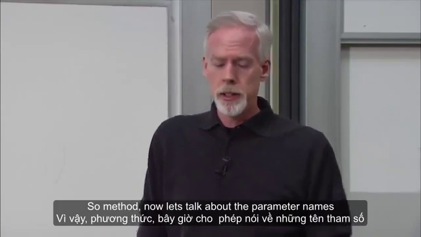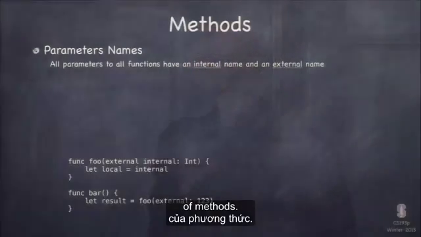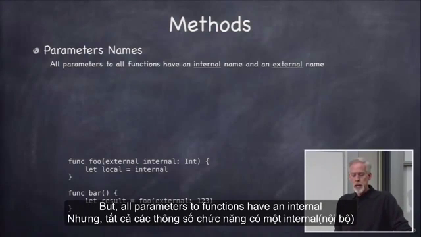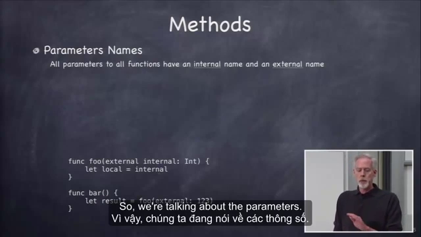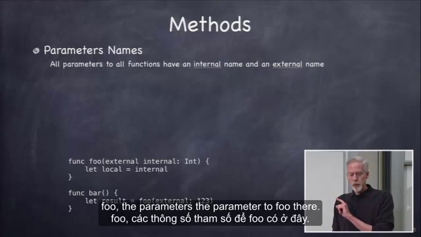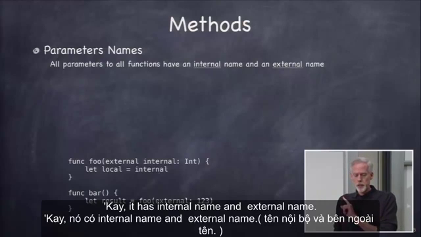So method. Now let's talk about the parameter names of methods. This is going to be the crash course. You read all about this, I hope, in the documentation. But all parameters to functions have an internal name and an external name. So we're talking about the parameters, okay? So down there, foo, the parameter to foo there, it has an internal name and an external name.